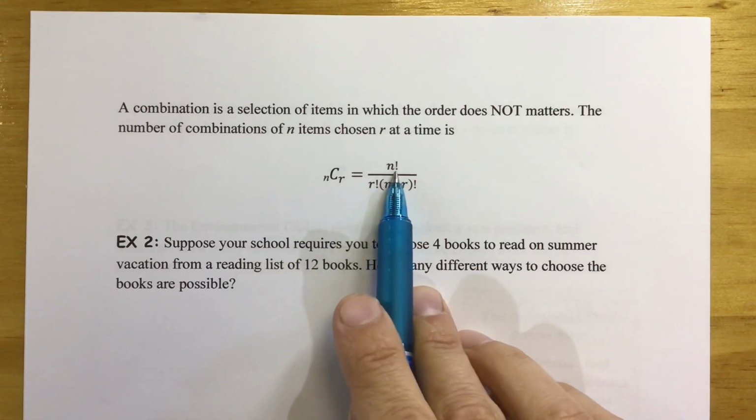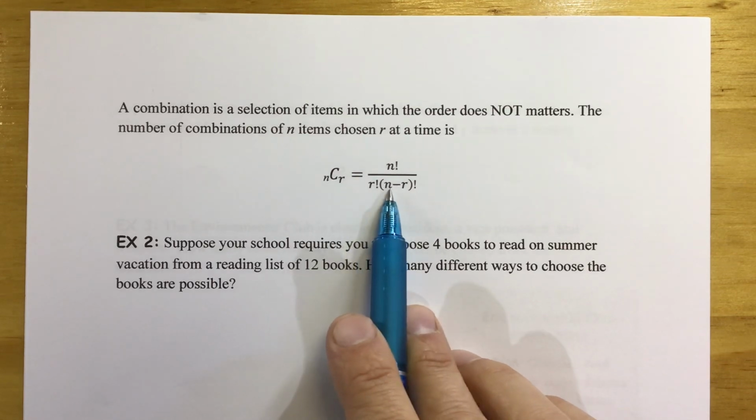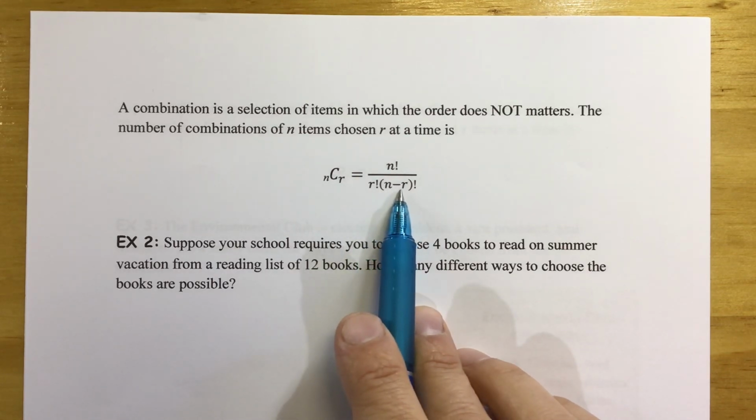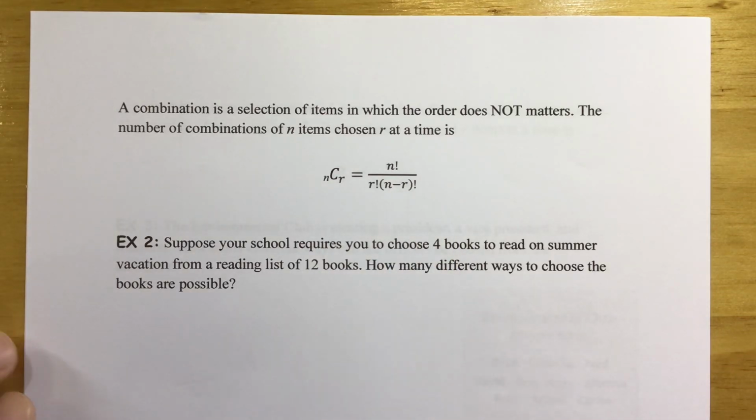The formula says that we're going to take the factorial of all the numbers available, or the amount available, and then divide it by the factorial of the number of items that we want to choose, multiplied by the factorial of the difference of n and r. It sounds crazy, but once you start putting it together, it's not too bad.